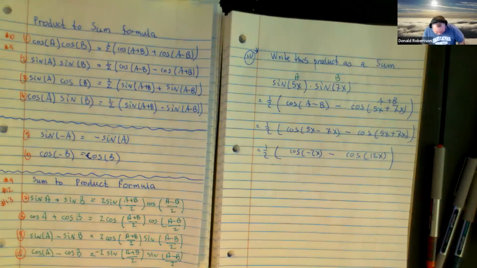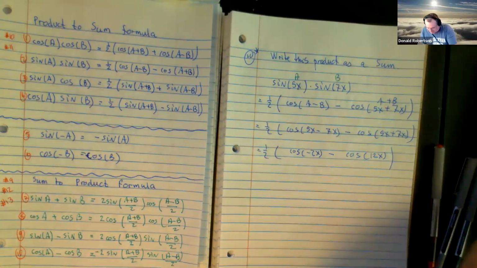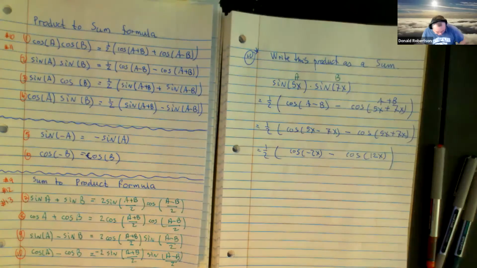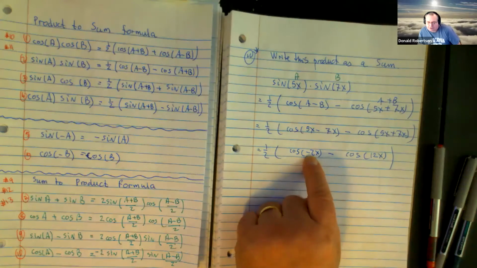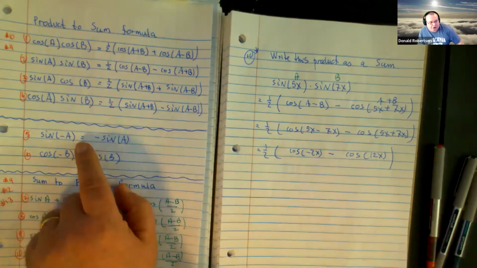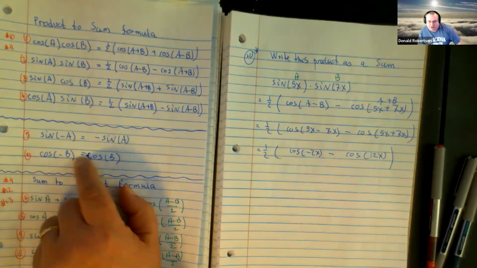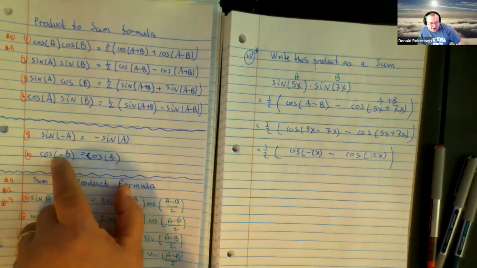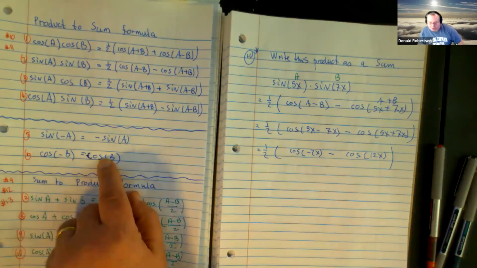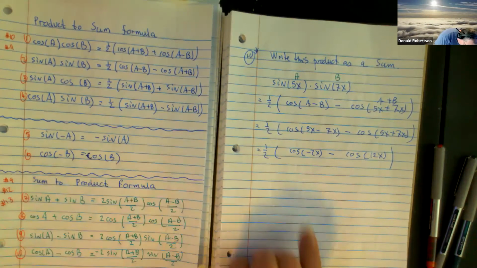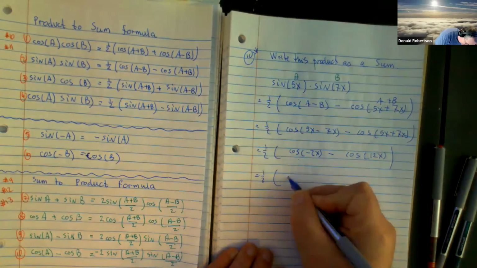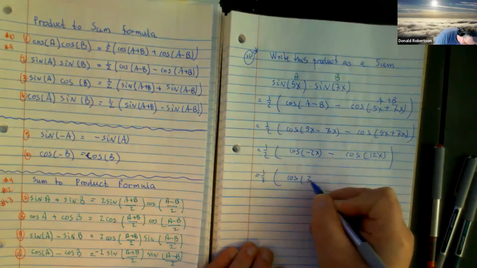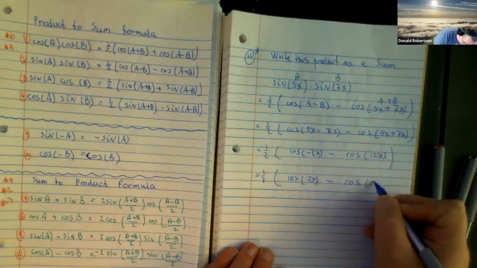But we have a kind of style point rule with trig. Here's a little miniature style point rule. We don't like cosines or sines or tans to have negatives inside them. So I don't like the cosine of negative 2x, right? So I'm going to use number 6, which says the cosine of a negative angle is just the same thing as the cosine of its positive. And the result then is that this guy is the cosine of 2x, take away the cosine of 12x.